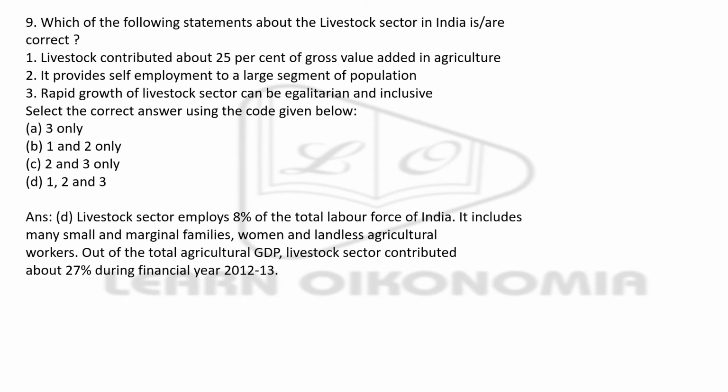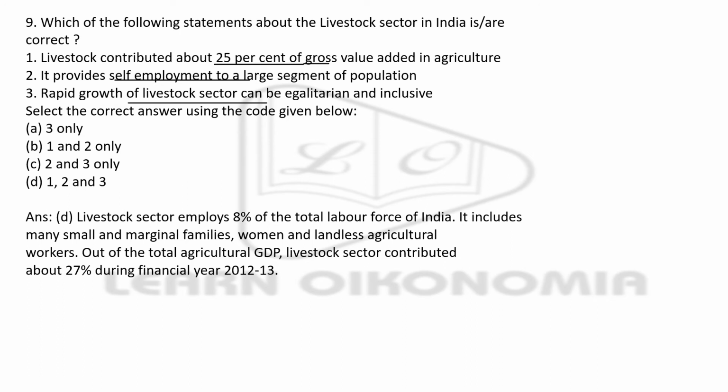Next, you are also given statements. Three statements are given. First is livestock contributes about 25% of the gross value added in agriculture. Then it provides self-employment to a large segment of the population. Then rapid growth of the livestock sector can be egalitarian as well as inclusive. The right option is option D. That means that all these are right. It is contributing 25% of the gross value added. It is providing self-employment, and also it provides growth of the livestock sector. So all these are right.